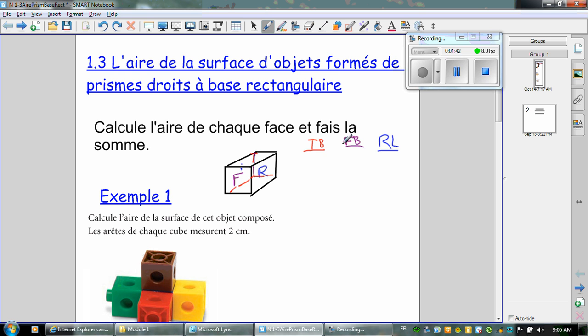So that's why we're going to use this method, top, bottom, front, back, left, right, and we're going to calculate the surface area of each, double it, and then we're going to do the sum. The sum is we add them all together to find the total. So that's the method we'll be using.